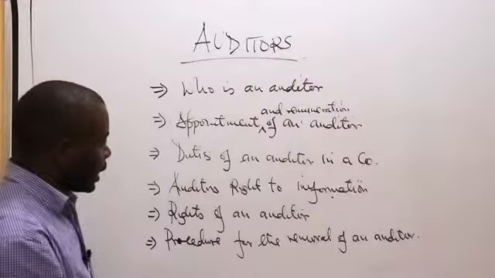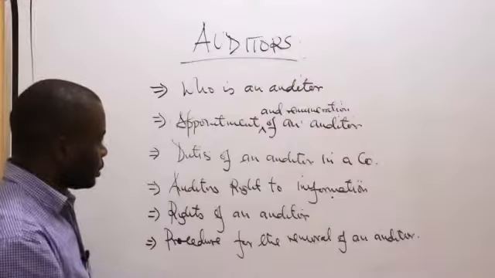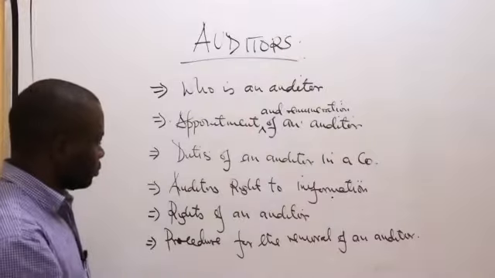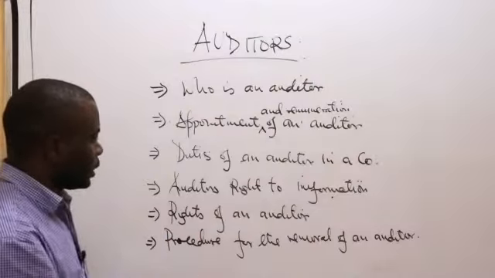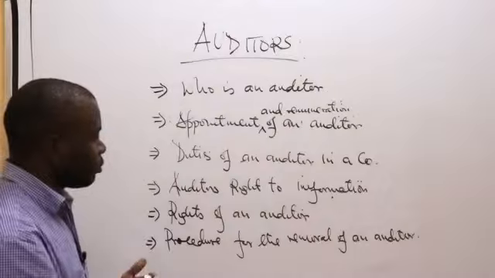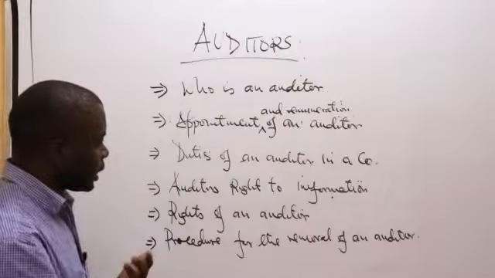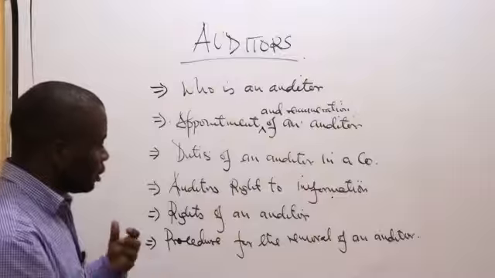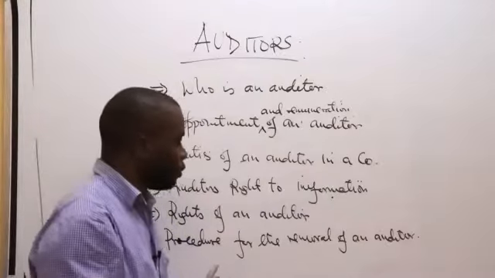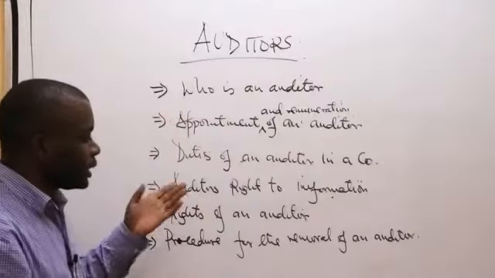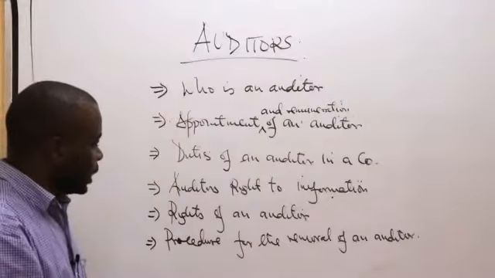So the auditor's right to information is very key. Then other rights of an auditor in a company. Of course, we are saying the major right is to access the information in the company, but he has other rights in the company. For example, you must pay an auditor once you appoint him as an auditor of the company. So that is a right. We'll see other rights that he's able to enjoy.